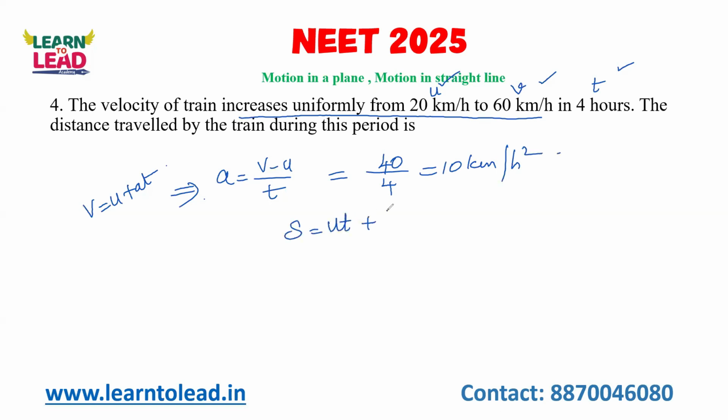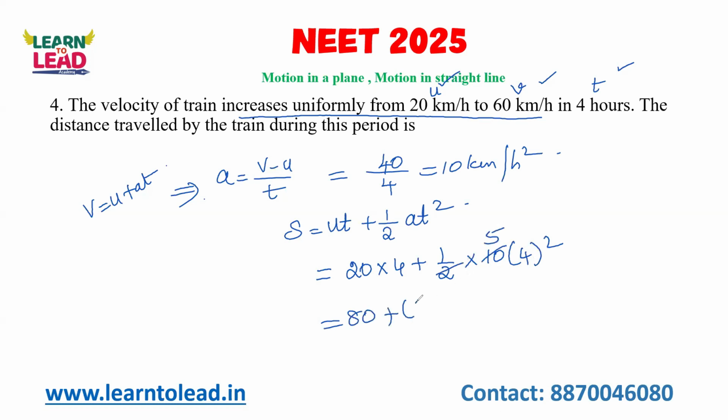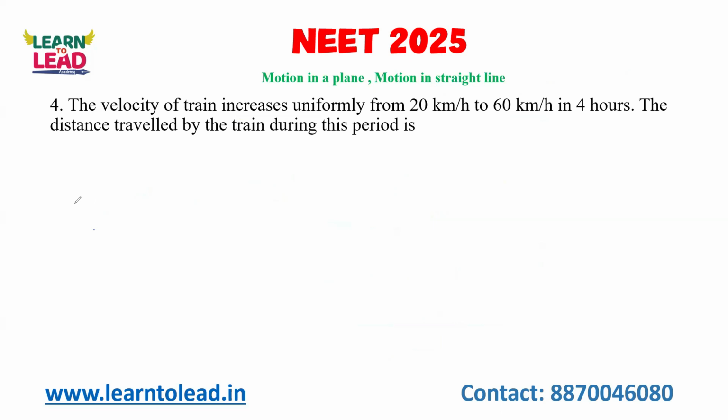To find the distance, we know the formula s is equal to ut plus half at square. What is initial velocity? 20 into time taken 4, plus half into acceleration 10 into 4 square. So 80 plus 5 into 16. So your answer is 160. Now, let us see the next question.